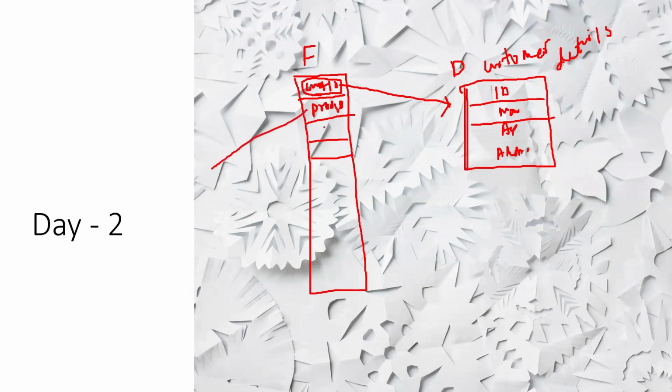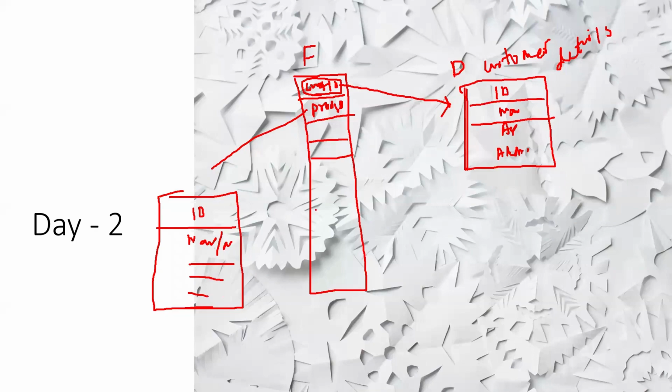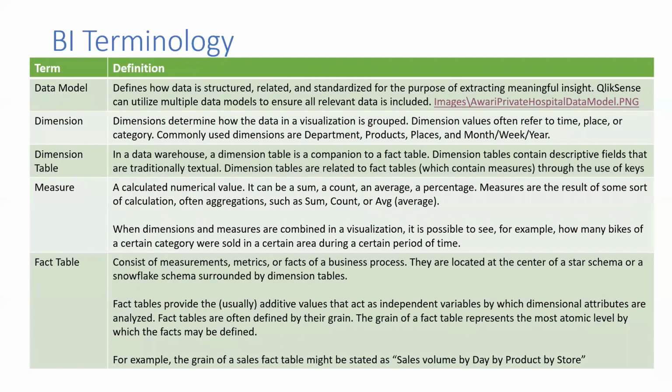Similarly, for the example you gave for the product, you will have a dimension table with product ID, product name, or maybe description, and then other details of the product. So the dimension table is the table which is a companion to a fact table and contains descriptive fields that are traditionally textual. Dimension tables are related to the fact table, which contains measures, through the use of keys. So if you are pulling any dimension in a chart, typically it will come from a dimension table.